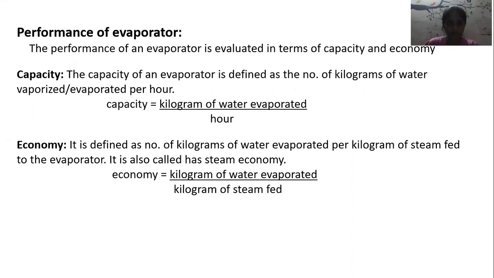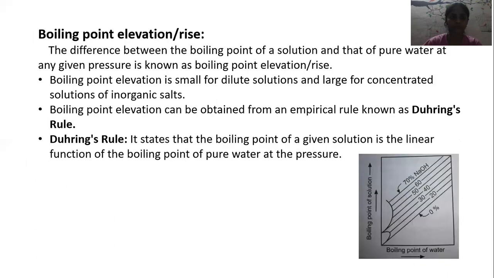So next is performance of the evaporator. Performance of the evaporator is based on the capacity and the economy. Capacity. What is capacity? Capacity of an evaporator is defined as the number of kilograms of water vaporized or evaporated per hour. Economy. It is also called steam economy. It is defined as the number of kilograms of water evaporated per kilogram of steam fed to the evaporator.